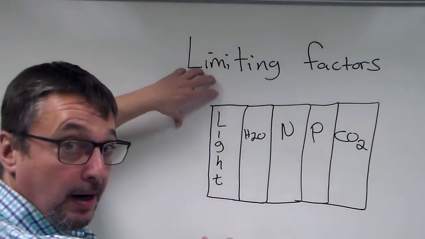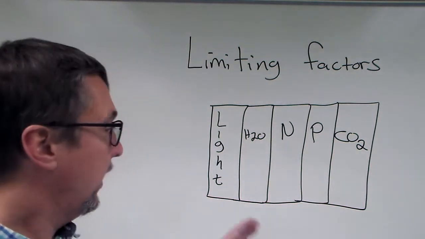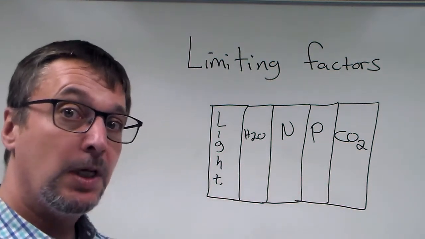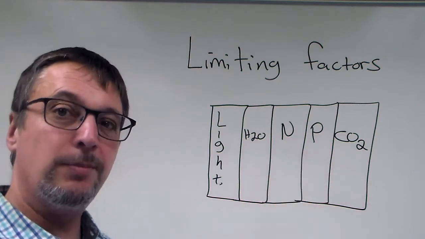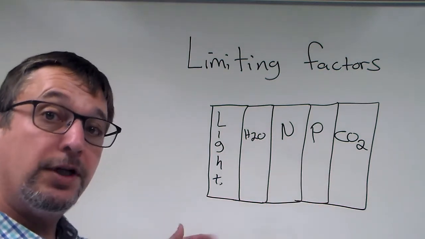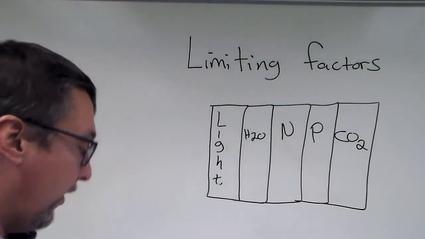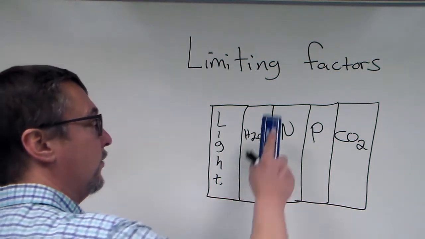What this is, is a barrel here. So pretend this is a barrel. Each one of these little pieces of wood is called a stave, S-T-A-V-E. And so each one of these staves represents something the plants need. Now, how full can you fill this barrel? To the top.